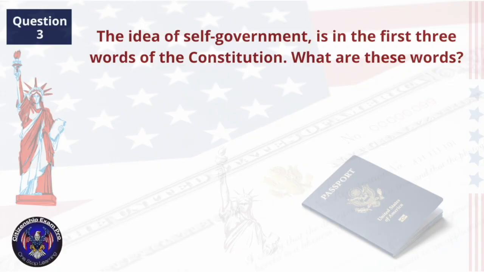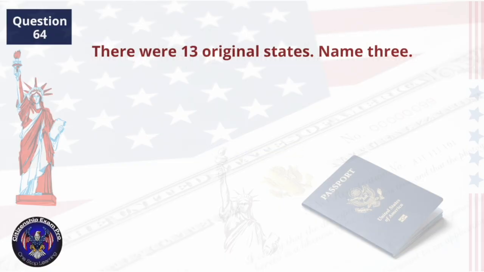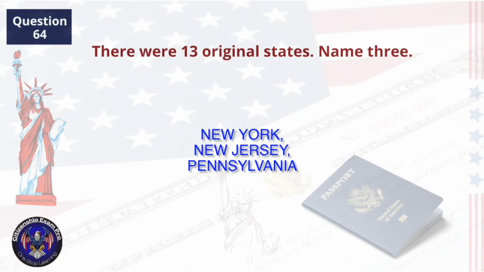The idea of self-government is in the first 3 words of the Constitution. What are these words? We the people. There were 13 original states. Name 3. New York, New Jersey, and Pennsylvania.